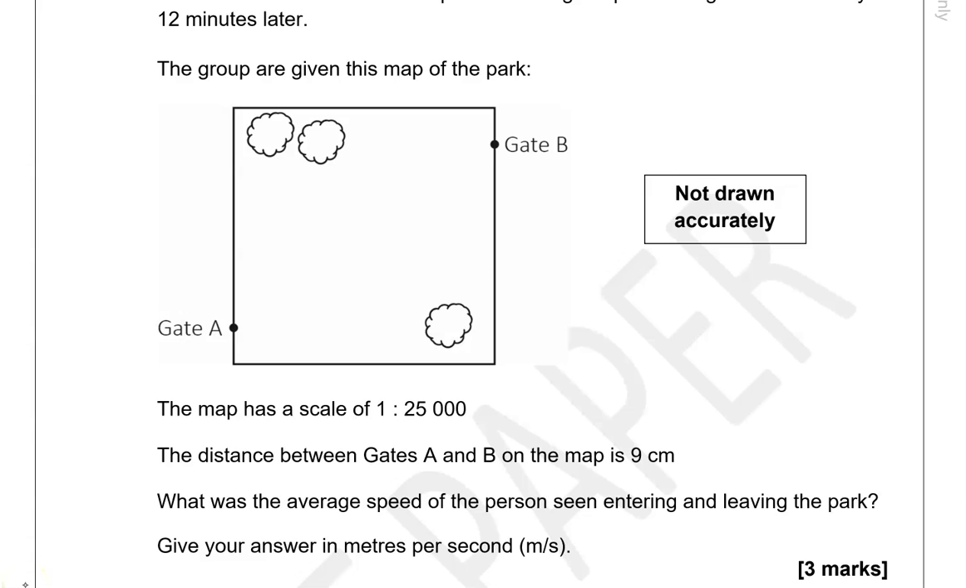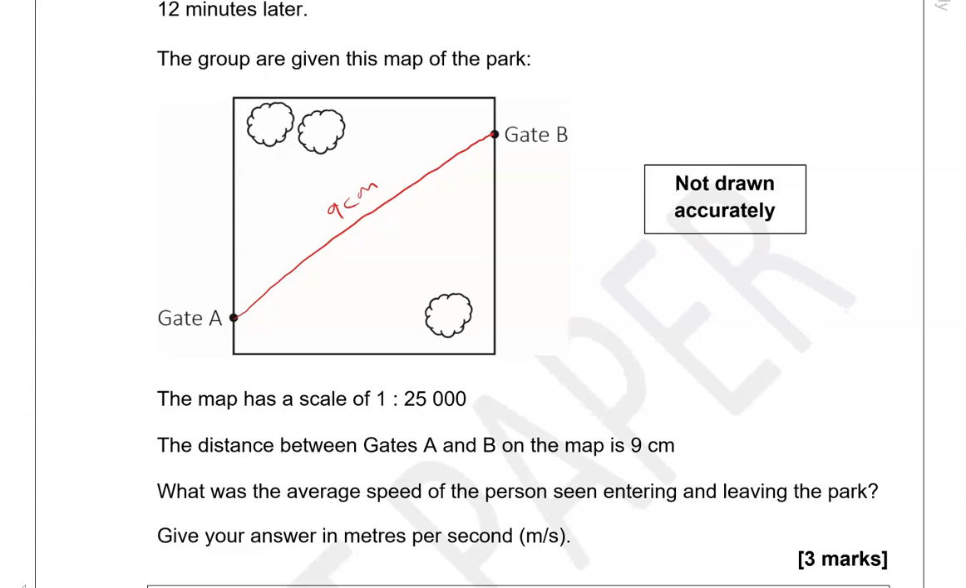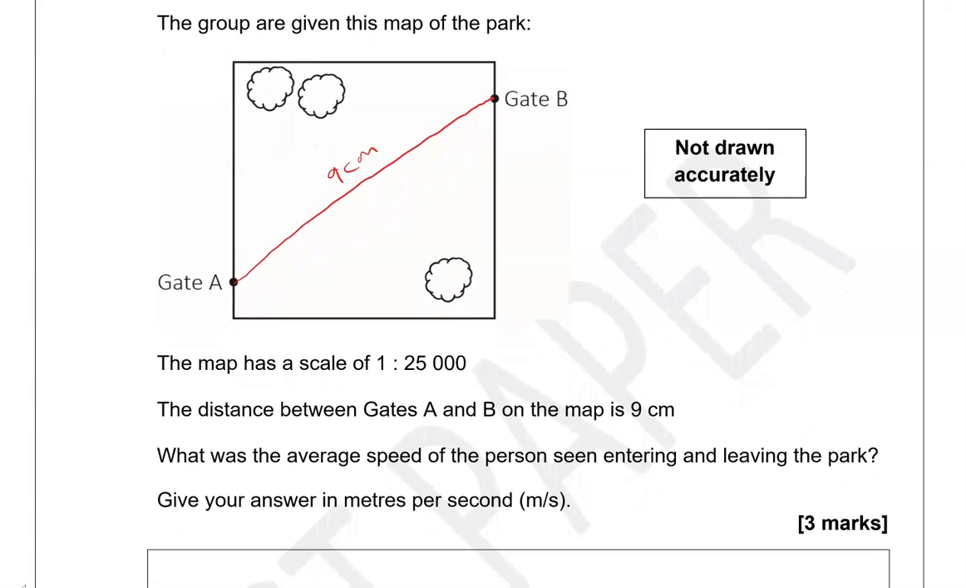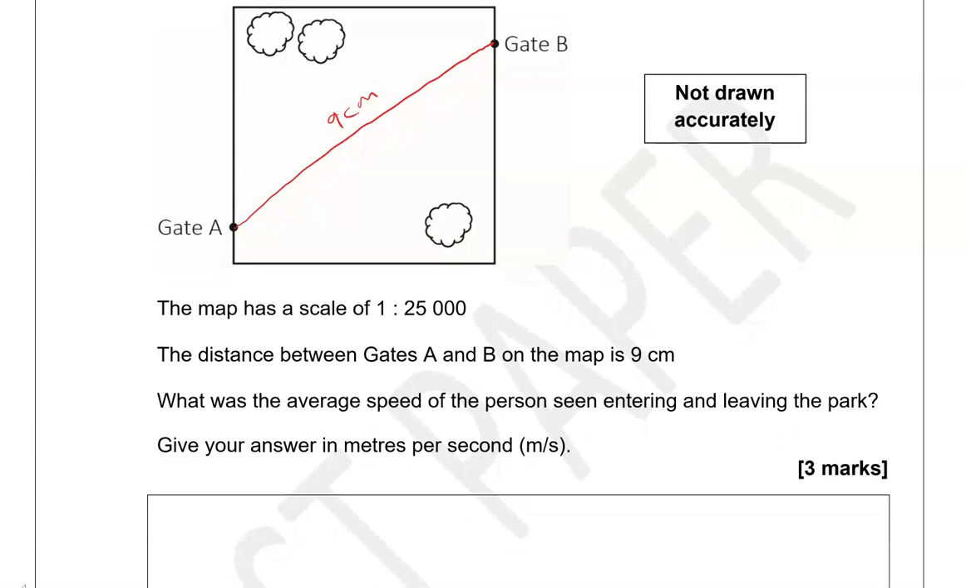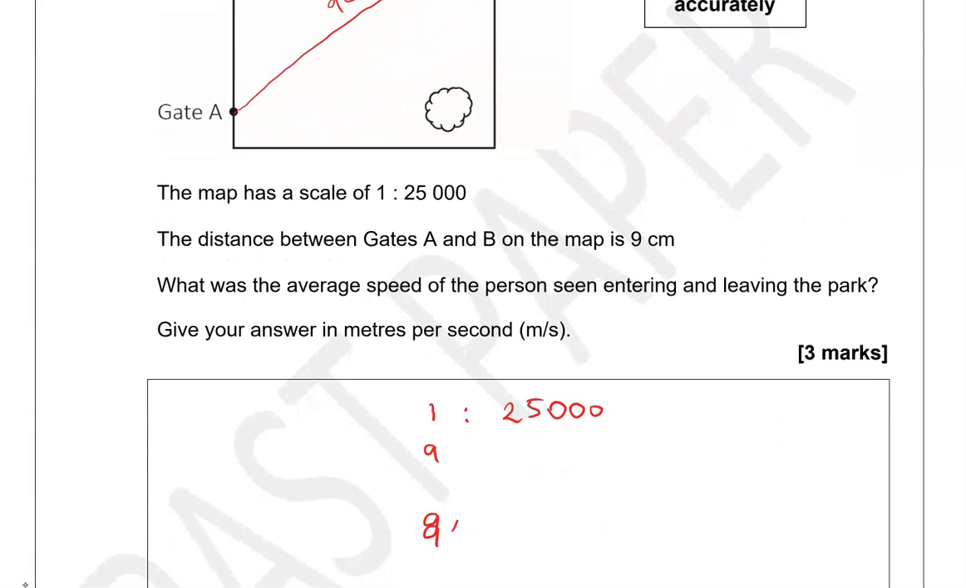So we're looking at gate A and gate B. So that distance is 9 centimeters on the map. And what's that going to be in reality? So we've got the scale being 1 to 25,000. So 9 will be 9 times 25,000.